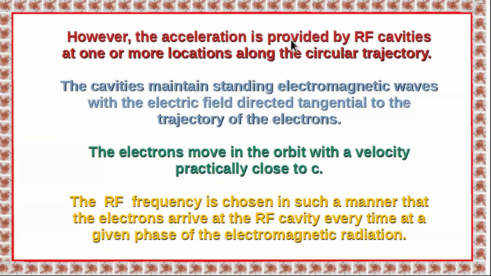However, the acceleration is provided by RF cavities at one or more locations along the circular trajectory. These cavities maintain standing electromagnetic waves with the electric field directed tangential to the trajectory of the electrons. So the electrons get accelerated within the RF cavity. In fact, the electrons move in the orbit with a velocity which is practically close to c. The RF frequency is chosen in such a manner that the electrons arrive at the RF cavity every time at a given phase of the electromagnetic radiation.